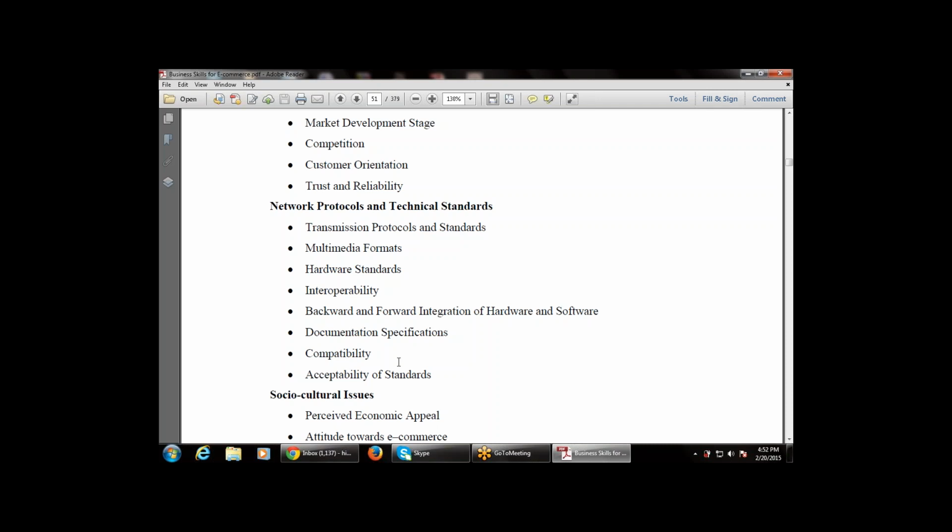So there must be proper interoperability, that is, one is working with another, so there is a unique interoperability among themselves. Then backward and forward integration of hardware and software, that is, while making transactions over the internet, there must be backward and forward integration of hardware and software. That is a technical standard.